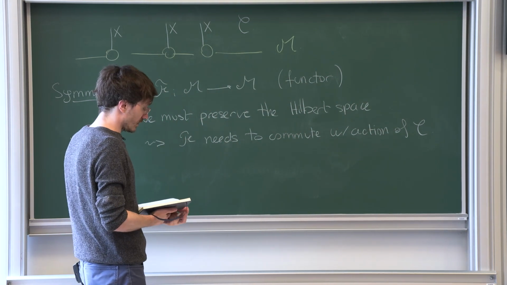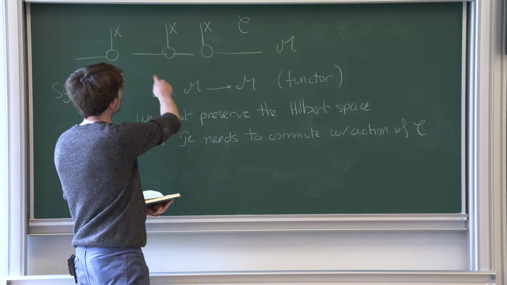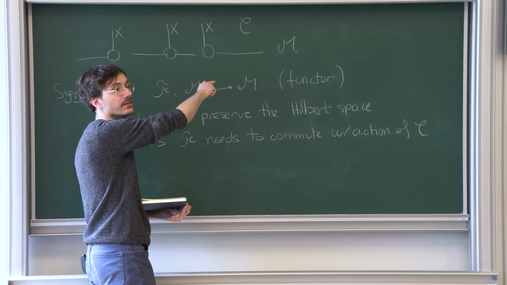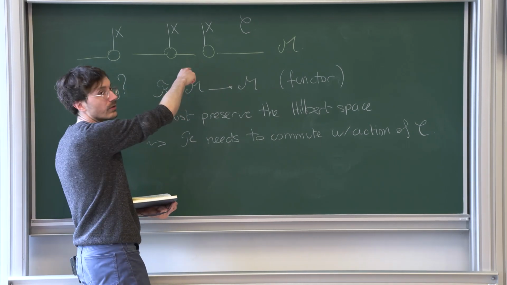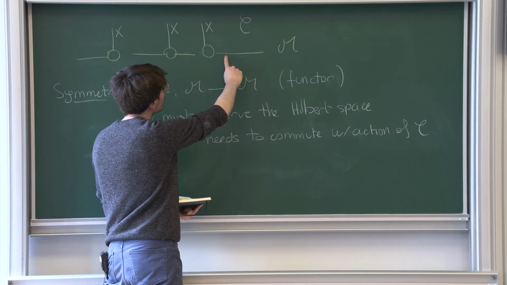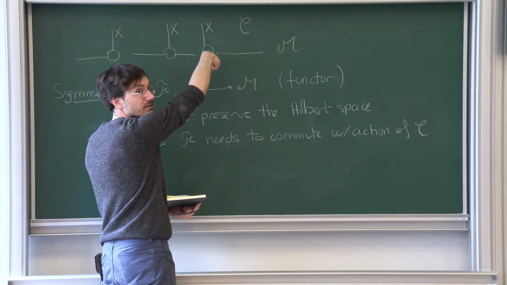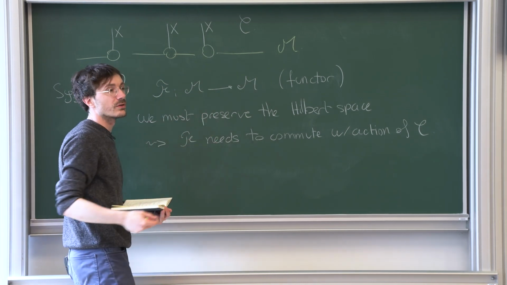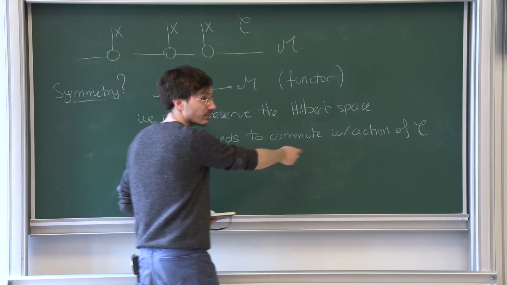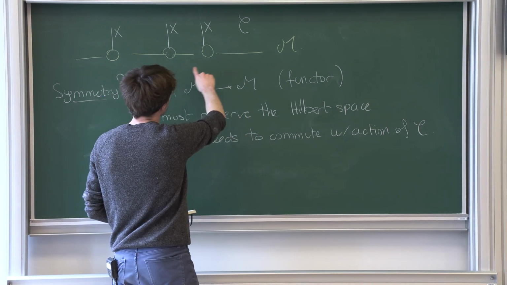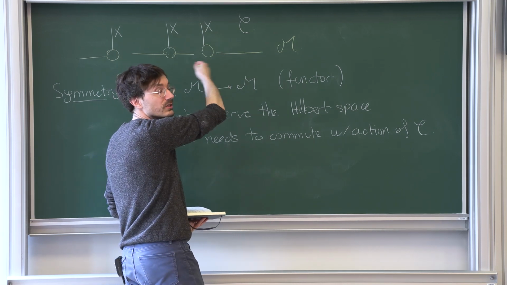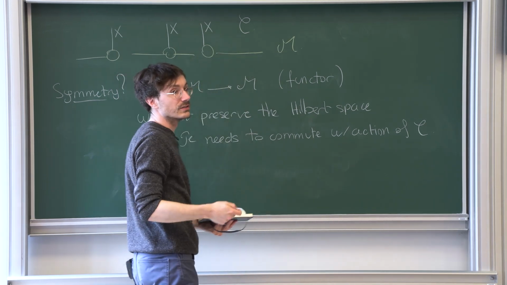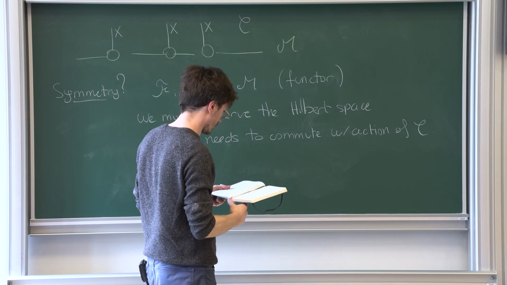Also, maybe motivated at this point. Remember the symmetry operators, how they acted initially. Remember that we had to use an F move to pull the line past an object, and we used an isomorphism for that. This is the same thing I'm talking about here. Whether you act before an object or after, it shouldn't matter. Otherwise, you would break your Hilbert space.